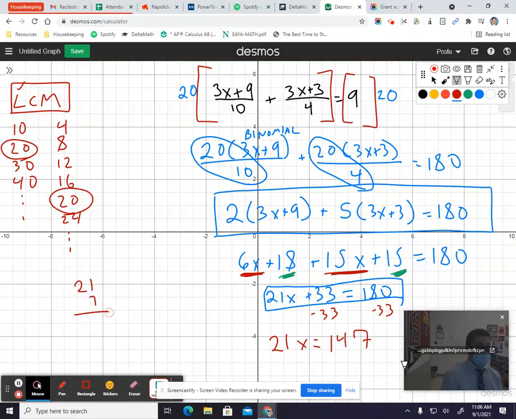I'm going to magically predict that that is 7. 7 times 1 is 7. 7 times 2 is 14, so 147. So if I divide both sides by 21, the answer is x equals 7.